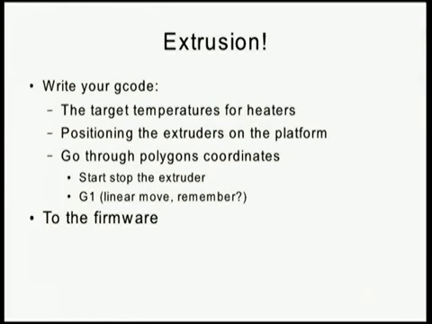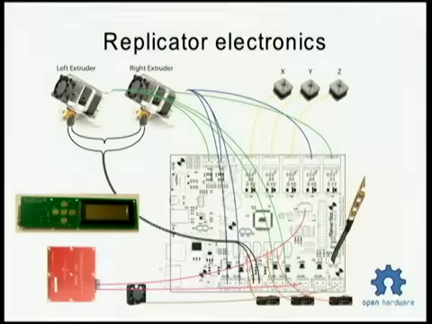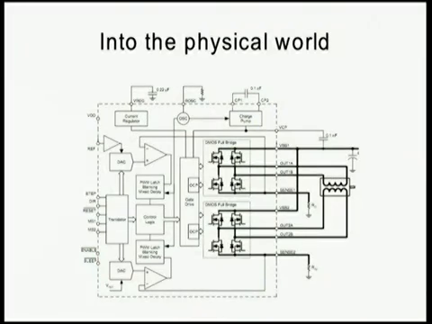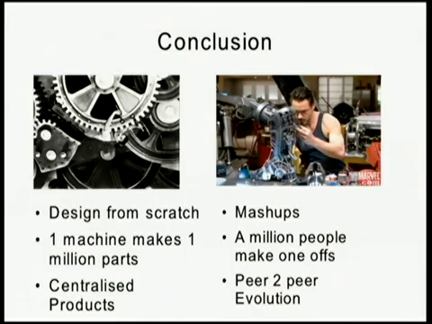But once you get things going, it's very easy to just translate everything back to G-code. Set the temperatures for your heaters, position your extruders on the machine, go through all the polygons, start your extruder, and emit a bunch of G1. Then it's down to the firmware that interprets all the movements into little ticks, sends them to the physical world, into the machine, and you get your object.